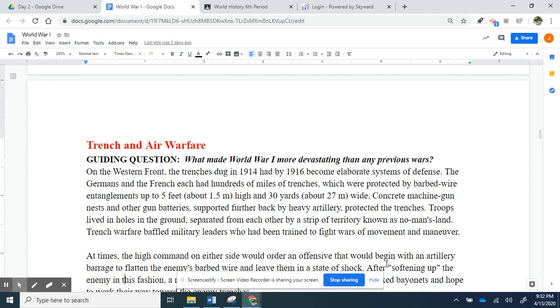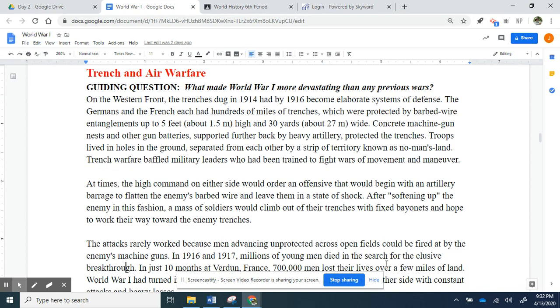Trench and air warfare. Guiding question: What made World War I more devastating than any previous wars? On the Western Front, the trenches dug in 1914 had by 1916 become elaborate systems of defense. The Germans and French each had hundreds of miles of trenches, which were protected by barbed wire entanglements up to 5 feet high and 30 yards wide. Concrete machine gun nests and other gun batteries, supported further back by heavy artillery, protected the trenches.